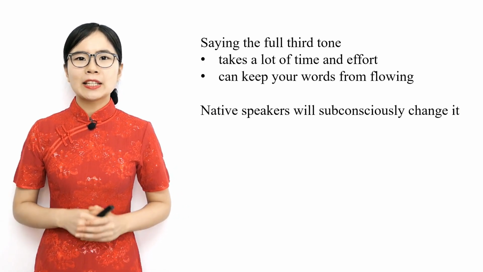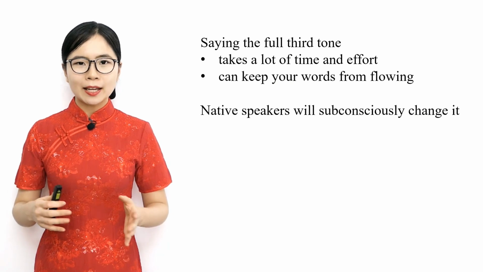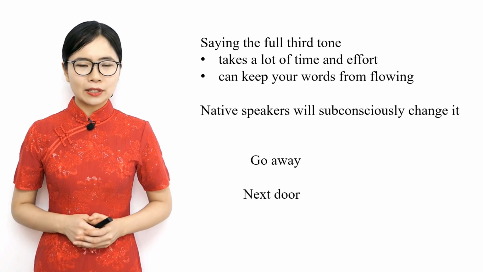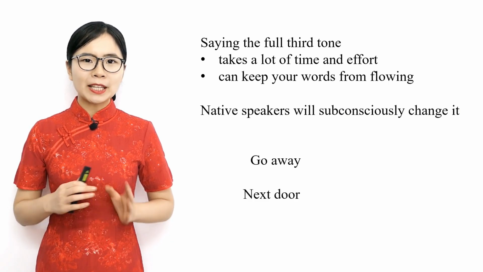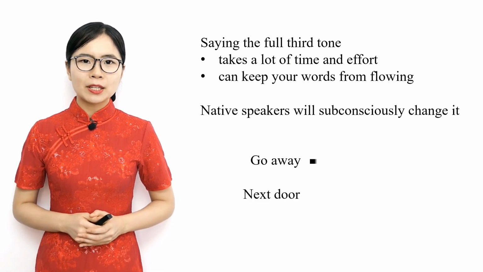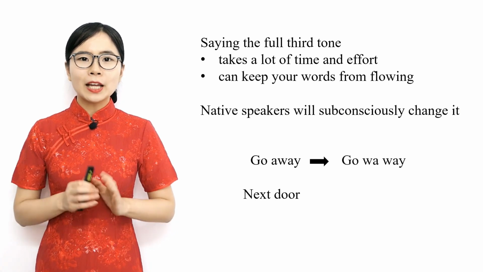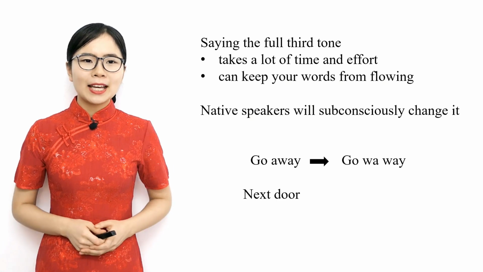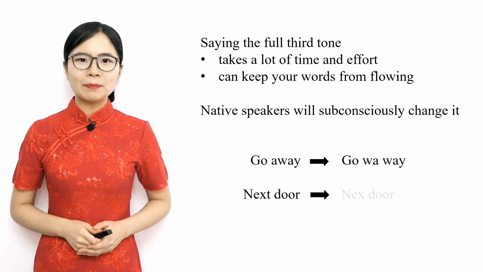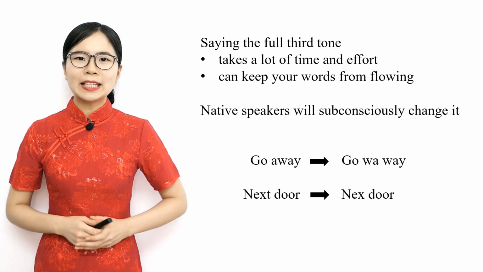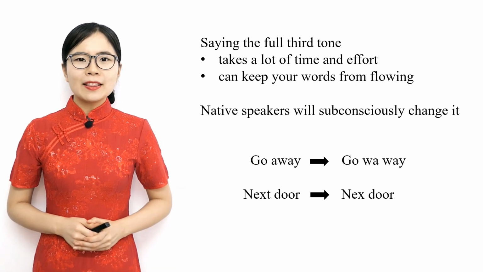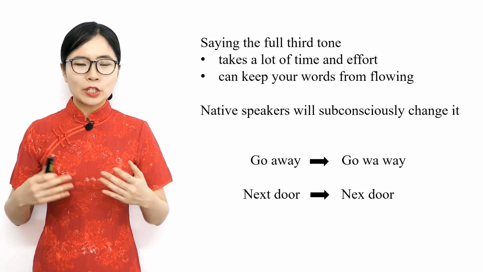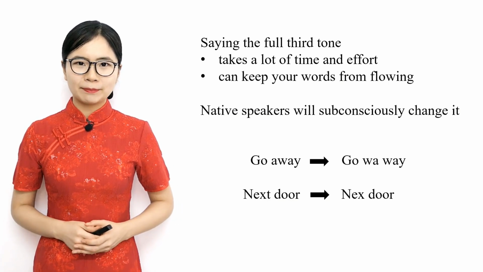It's like changes that native English speakers make when saying phrases like go away or next door. At faster speeds, go away becomes go away, with a W inserted in between go and away. And next door will become next door, with the T disappearing. These changes are done subconsciously to make the words flow more smoothly at conversational speeds.